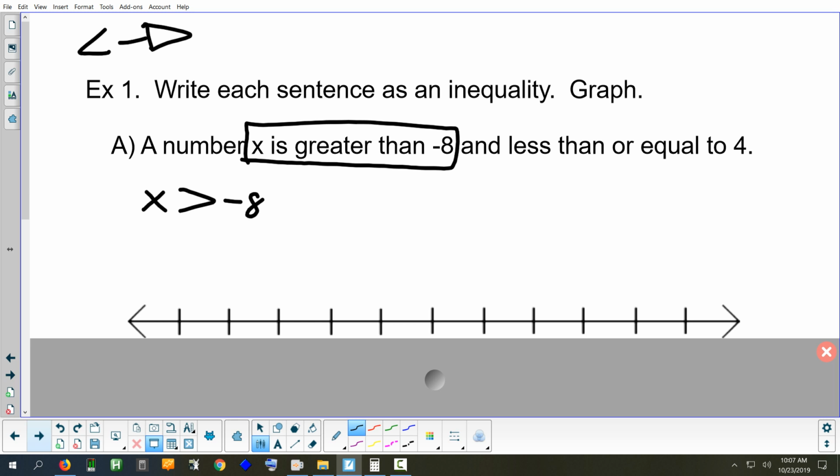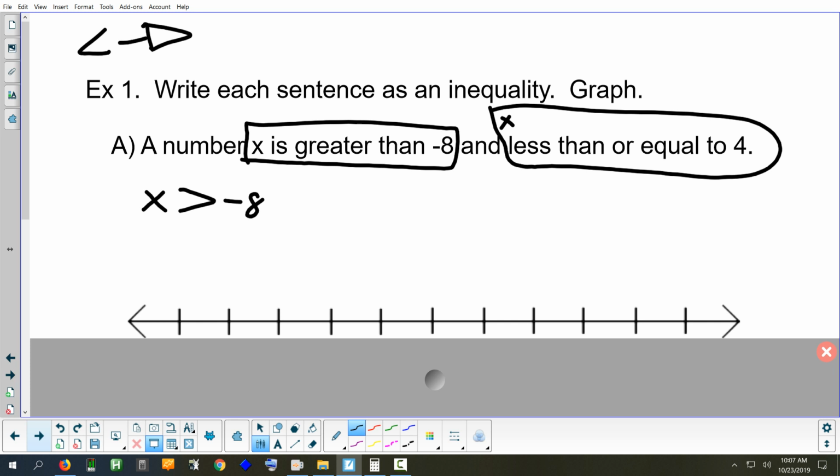So x is greater than -8 and it says less than or equal to 4. What's less than or equal to 4? X, right? Sometimes when we speak in English, we don't normally say this. Like I wouldn't say to you, all right, x is greater than -8 and x is less than or equal to 4. I can leave out the x and you know what I mean, right? But if you add it, it makes more sense. X is less than or equal to 4. Can somebody tell me how I would write that one?